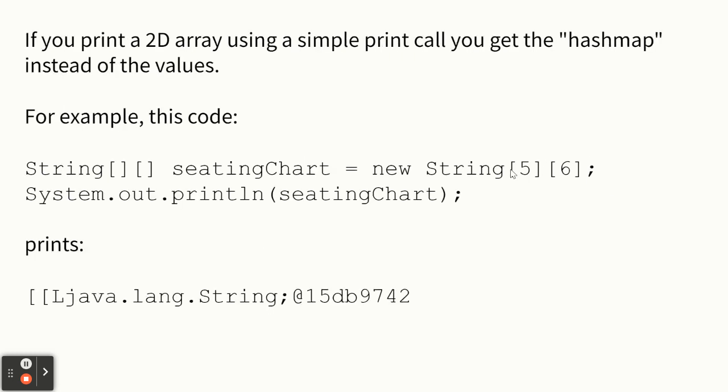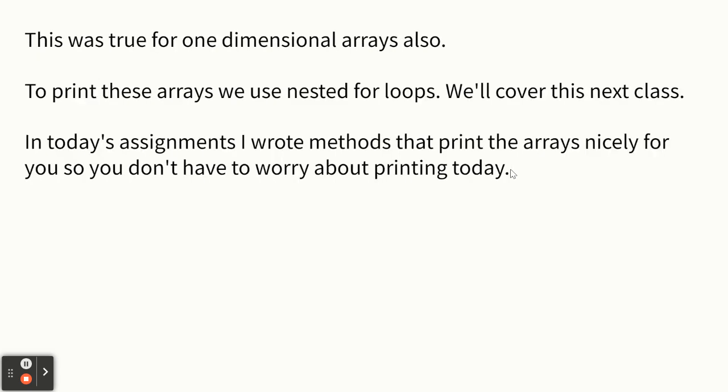So everybody, if you print a 2D array by just saying print, you get that weird hash map thing. See that thing at the bottom? That's no fun. That's just printing some kind of memory location. This was true for 1-dimensional arrays also. To print these arrays, we use 2 for loops, nested for loops, or nested loops. And we're going to talk about this next class. Actually, we're going to do a tiny bit of it this class, but none of the assignments will have it in it today.